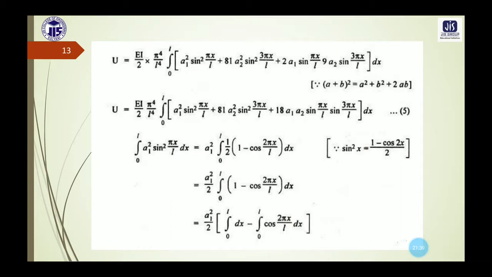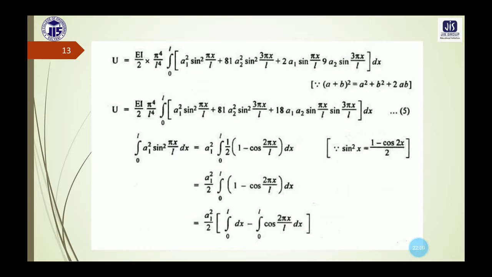After that, we have three different parts within the integration, so separately we need to do the integration for these three parts. How to do that? Let us consider the first part, integration 0 to L a1 square sine square pi x by L dx. This is the first part of the right hand side of equation number 5 within the integration.